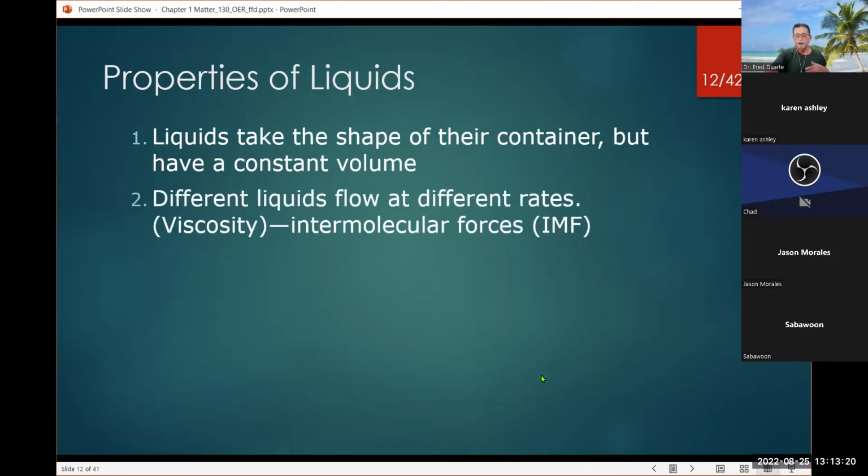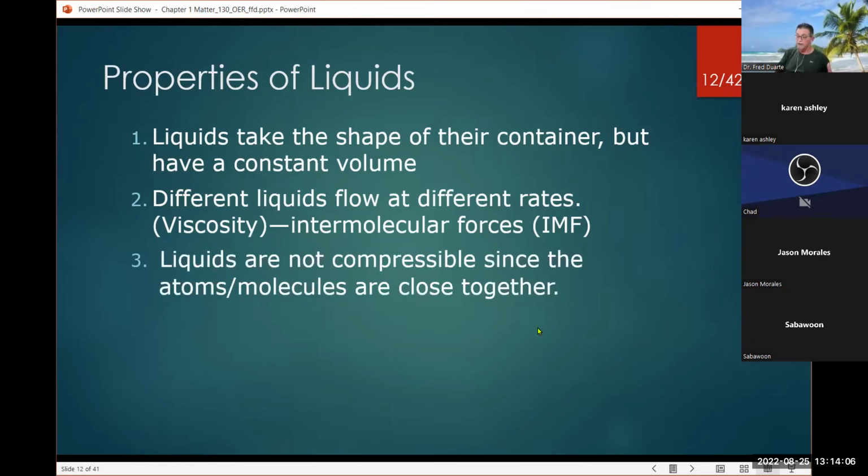It's in the container. Different liquids flow at different rates, and that is due to what are called IMF, intermolecular forces. These are forces of molecules interacting with each other, which are related to the electrons around these molecules. These interactions sometimes are very strong. Sometimes they're very weak. And we're going to learn quite a bit about that down the road. They allow us to predict, compare and contrast, and explain why one compound flows readily, like water, compared to another compound that flows not as readily, like honey.